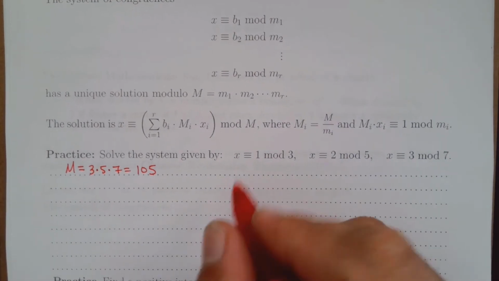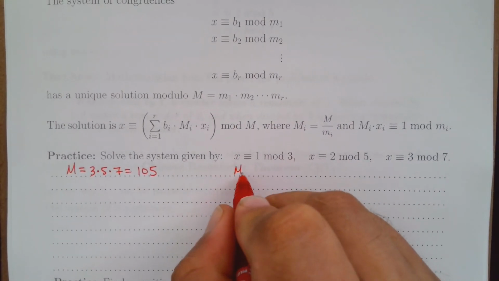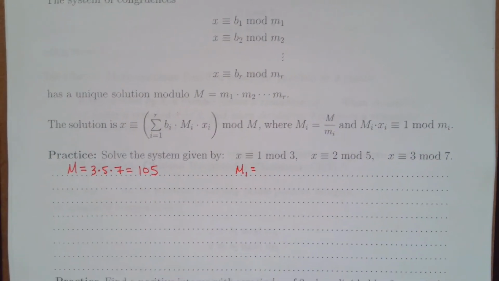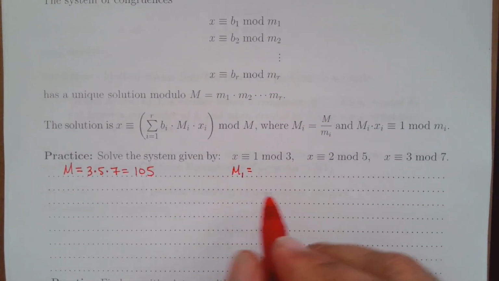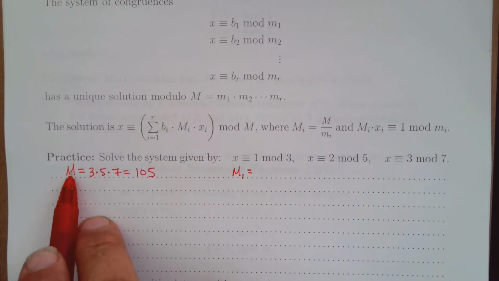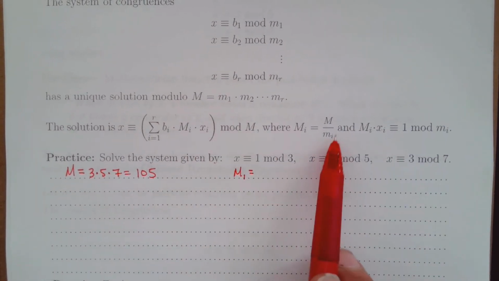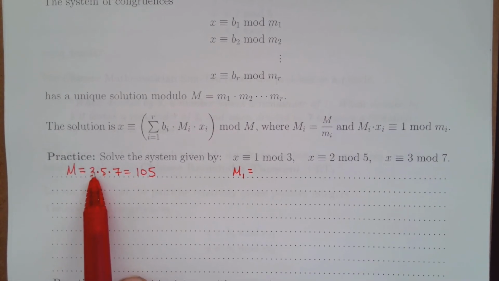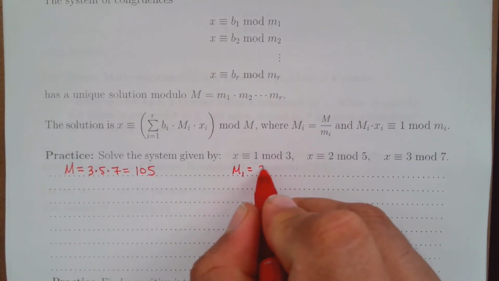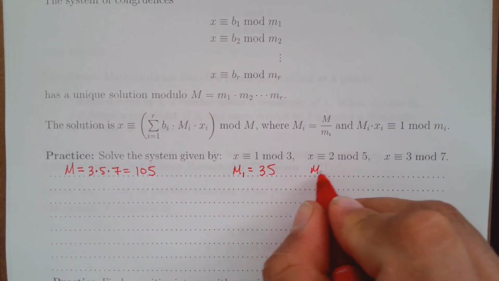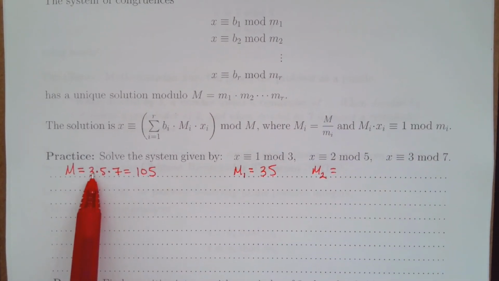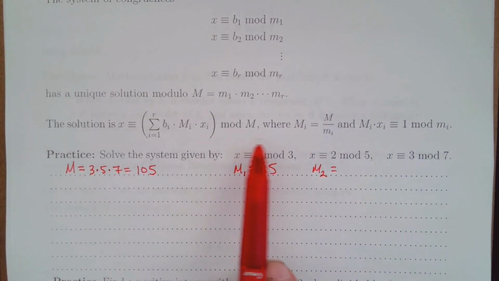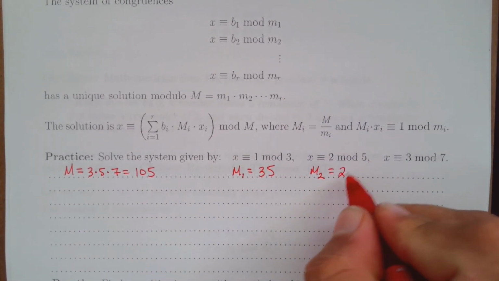Now we also have to find M sub 1, which will be for our first congruence, and that's going to be given by M divided by 3, that is, M divided by m sub i. So really it's just the product of all of the other ones. It's just going to be 5 times 7, which is 35. M sub 2 is going to be 3 times 5 times 7 divided by 5, so it's really just going to be 3 times 7, and that's 21.